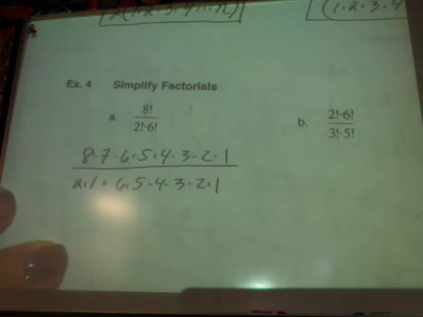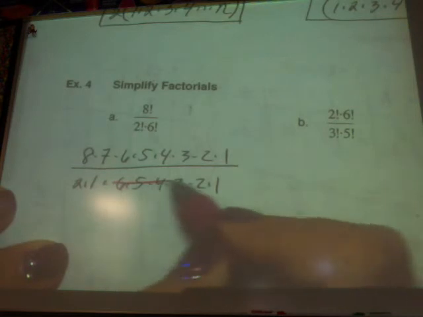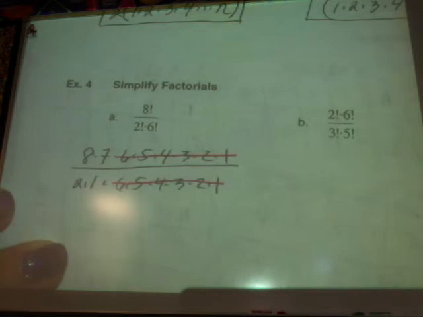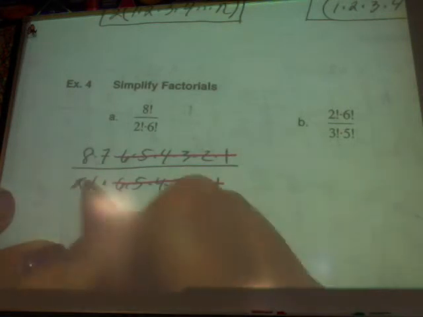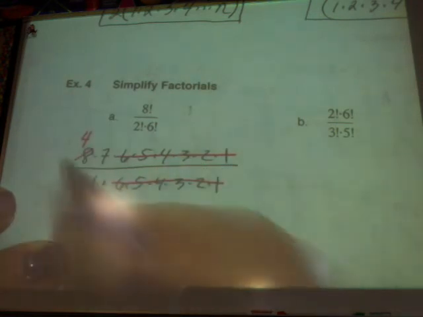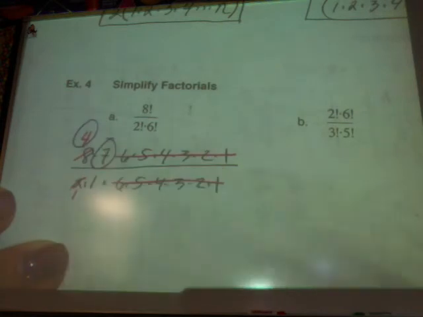Everything in your denominator should cancel out with your numerator. Can't I cancel this entire 6 factorial right here with 6, 5, 4, 3, 2, 1 up here? Right? And then doesn't this 2 cancel into the 8 4 times? And it doesn't matter that my 1 doesn't cancel out to 1, right? That doesn't matter. So I've got 4 times 7, which is what? So 28.